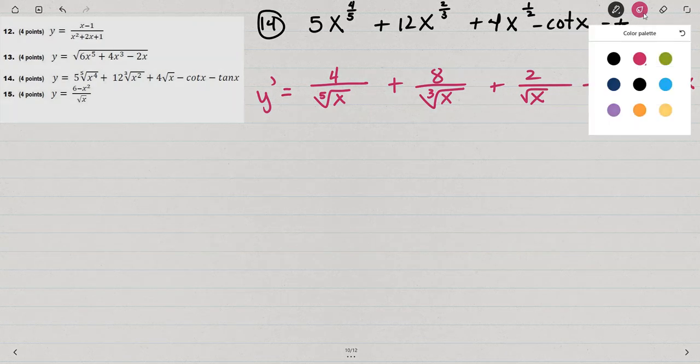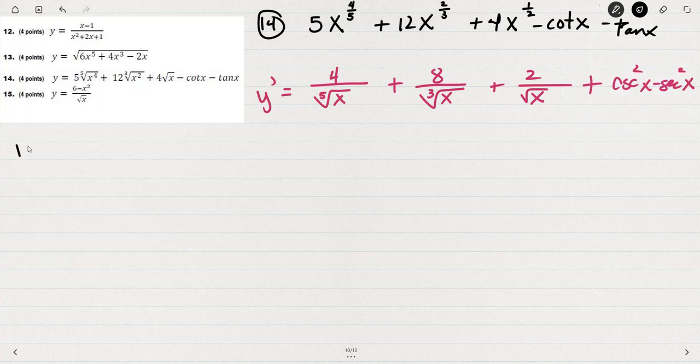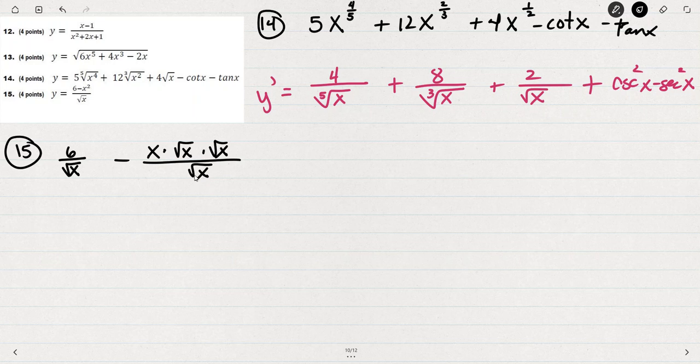Number 15, it's another example, again, of simplifying first. I know I wrote that kind of funny, didn't I? But maybe you see why. This x squared is x times x, and then I broke the x into a square root of x times the square root of x.